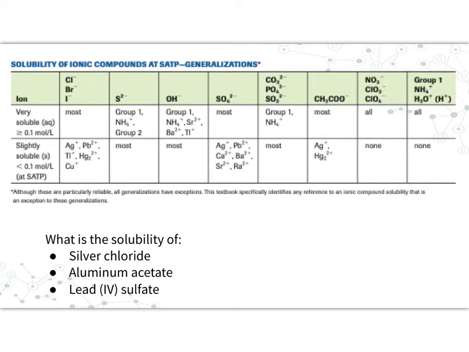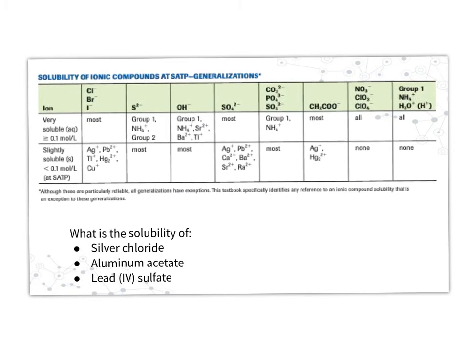Things to note in our table. Ions are listed across the top. These are all negative ions for the most part. So we're always looking for our anion, or our negative ion, across the top. Listed below, we read down the column. These are all where our positive ions are listed.